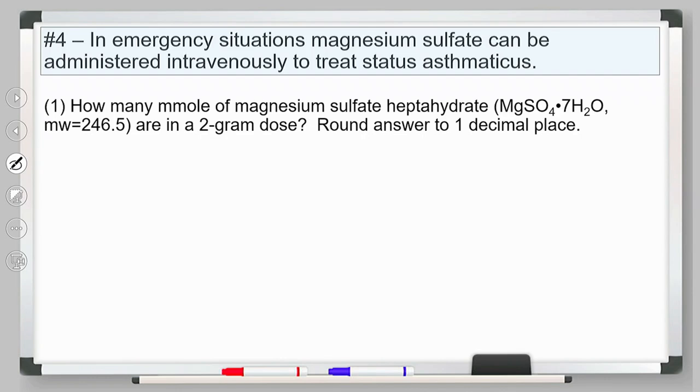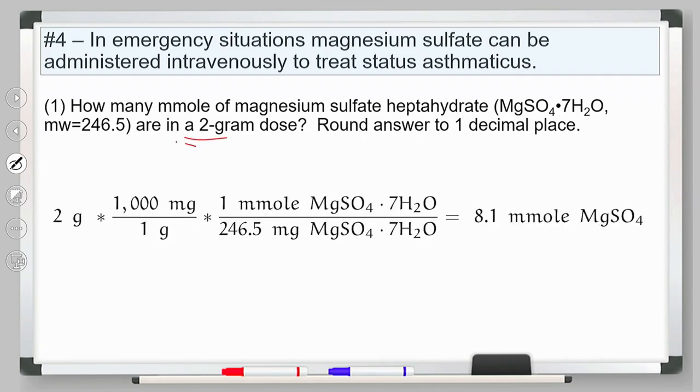So in that case, what we want to do is give somebody a 2-gram dose. In the end, how many millimoles of magnesium sulfate are administered when we give 2 grams of it? So we'll start with a 2-gram dose, okay? And we want to be in millimoles, so let's get everything into milli. You don't have to do it in this order, but I converted my grams to milligrams by multiplying by 1,000. Then remember, to convert from the weight of something to the number of molecules, we divide by the molecular weight. So the molecular weight is here. If I express that in milligrams and divide by it, that will convert my milligrams to millimoles. And I got 8.1 millimoles of magnesium sulfate.